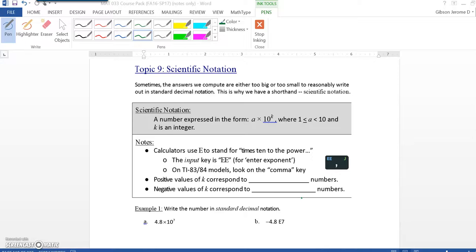Positive values of k correspond to very large numbers. Negative values of k correspond to very small numbers.